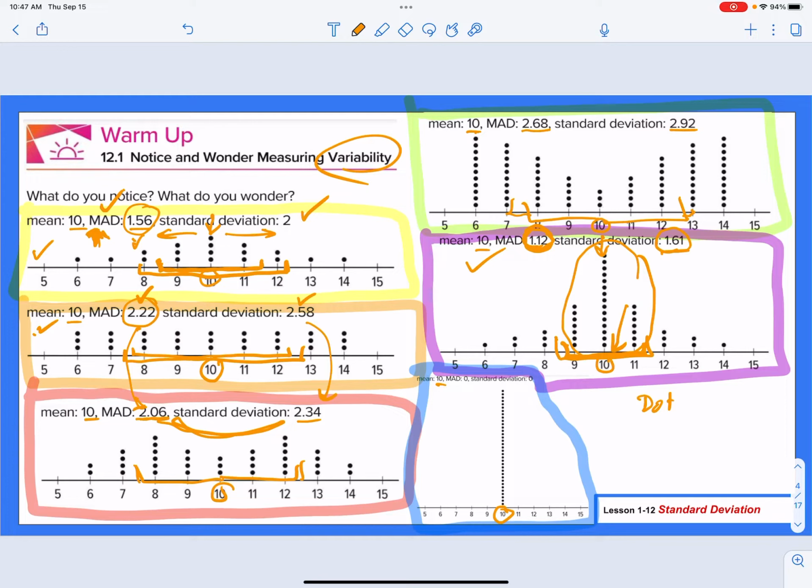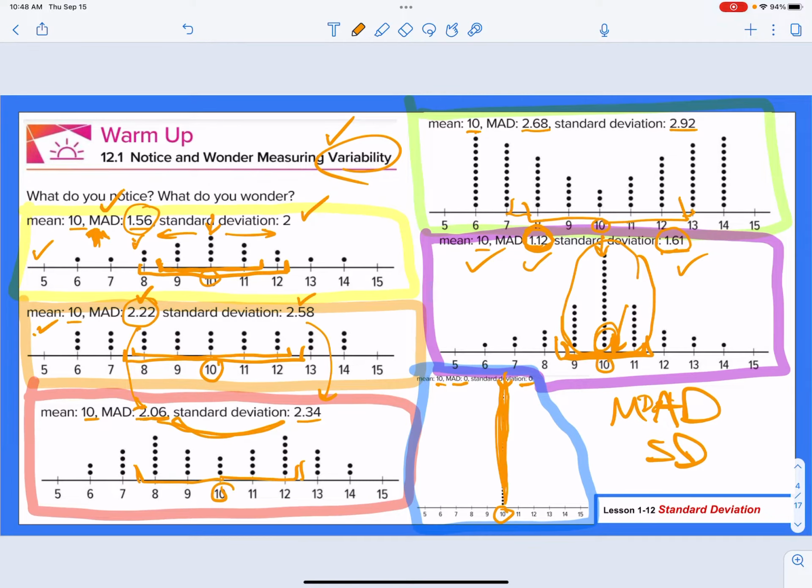This one has a mean of 10, and the mean absolute deviation is 0, standard deviation is 0, which means that nothing is far away from the mean. In fact, we can see they're all exactly the mean. So that's verifying what we said before is true, that the smaller the mean absolute deviation and the smaller the standard deviation, the closer most of the values are to the mean. Interesting. All right, so these are all tools for measuring variability, whether it be the MAD or the standard deviation.